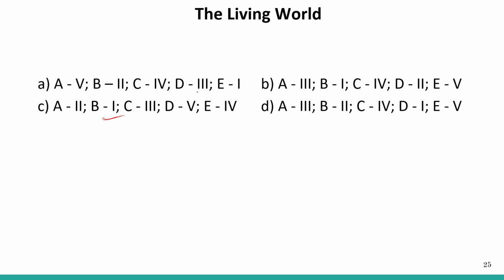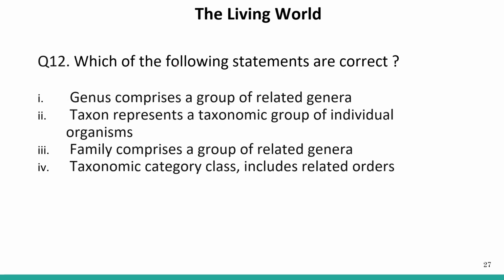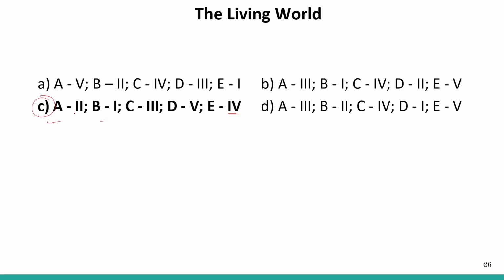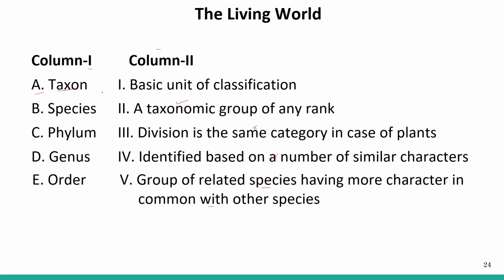Alright, option A, B, C and D. So what should be the correct answer? Answer is option C. A2, B1, C3, D5 and E should be 4. So again coming back to this, taxon, a taxonomic group of any rank. A is 2. You can mark like this.